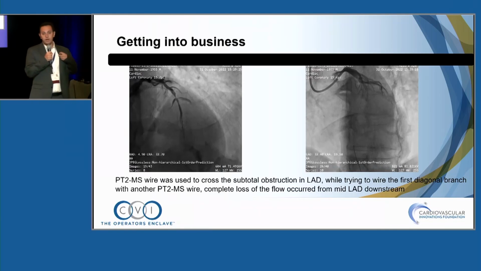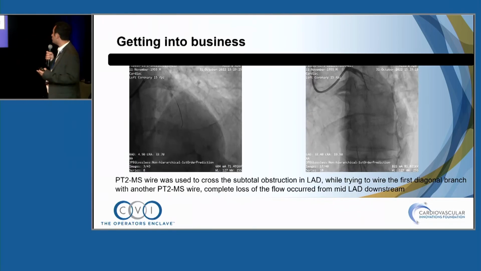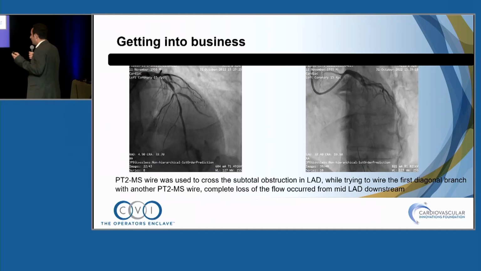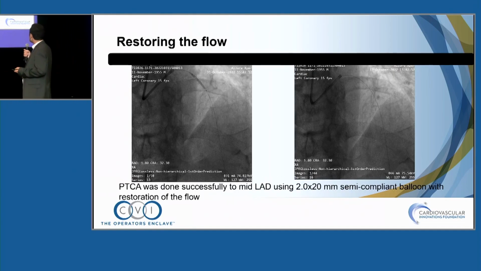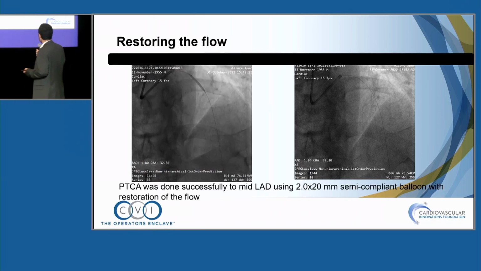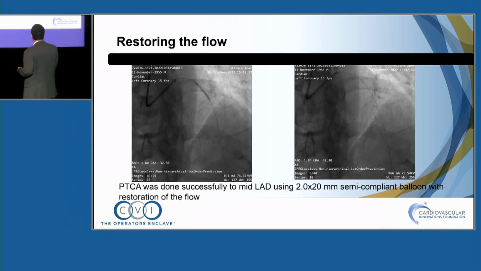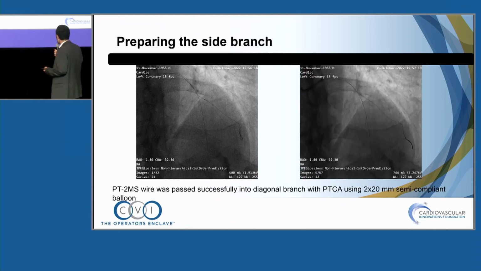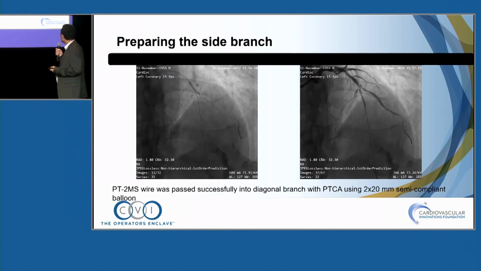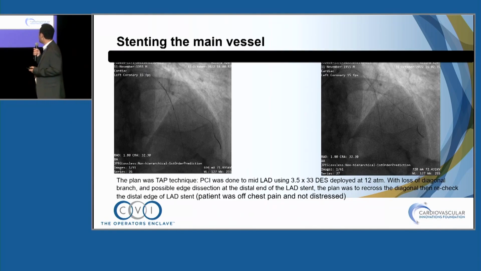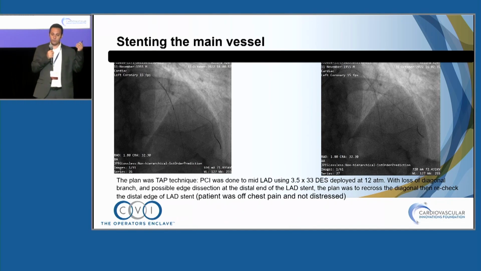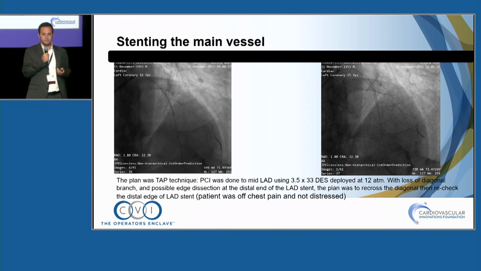So starting with a PT2MS wire was passed into the LAD. While passing the wire to the diagonal, there was no reflow in the LAD. So I pre-dilated the LAD. We got flow back. And then another wire in the diagonal branch. Then I pre-dilated the diagonal branch. After this, the strategy was to go for an early, provisional stenting of the LAD and act with the diagonal accordingly.